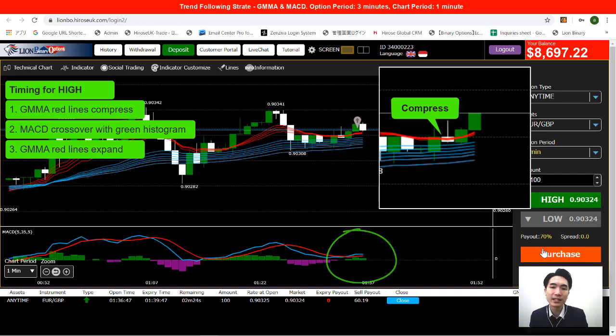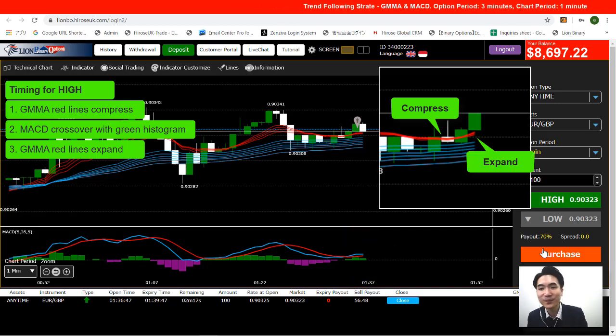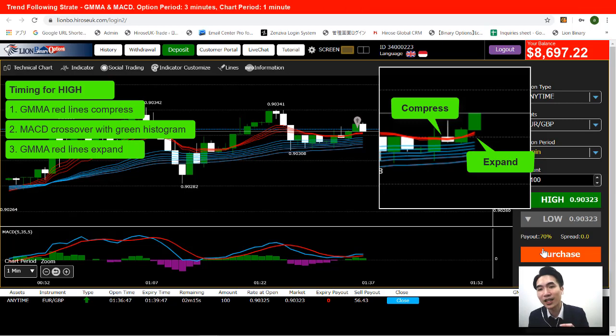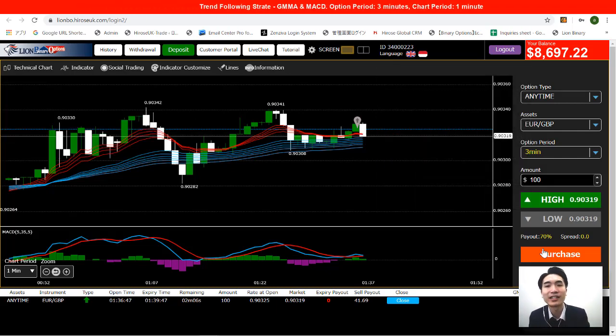So if the MACD crossover and gives me a green histogram, then we move back to the GMMA. Then if the GMMA starts to expand, then we'll place our trade. So the order is GMMA first, MACD, and then back to GMMA. So that's the correct order when you try to use this strategy.